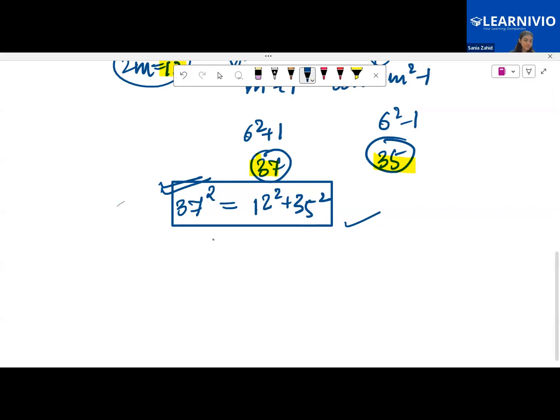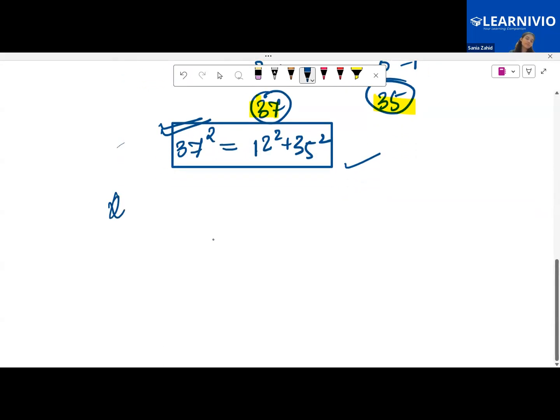Do you understand this question? Yes, ma'am. Okay. Now I'll give the same question, but here one of the members is 18. Start this.